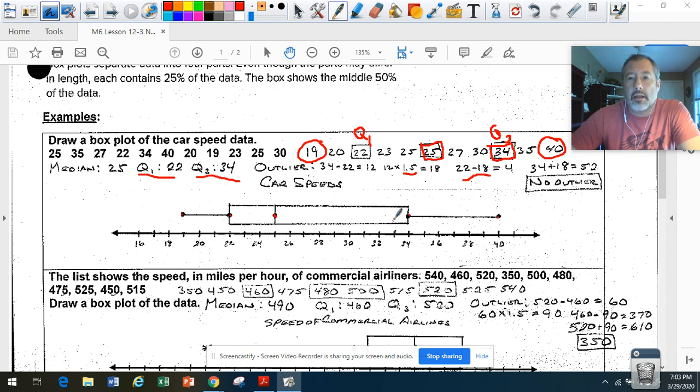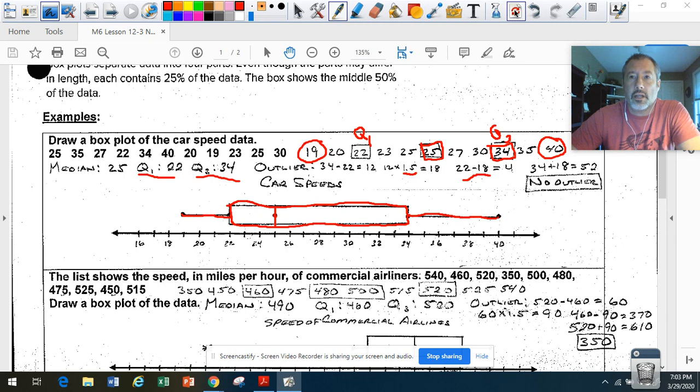Put our dot there. Now make sure we draw our box and whiskers. So here's a whisker from our 19 to the 22. And we can draw from our 34 to the 40. And then we put our box in from Q1 to Q3. Put your box around here, and draw your line through your median here. So this is our box and whisker plot with no extremes.